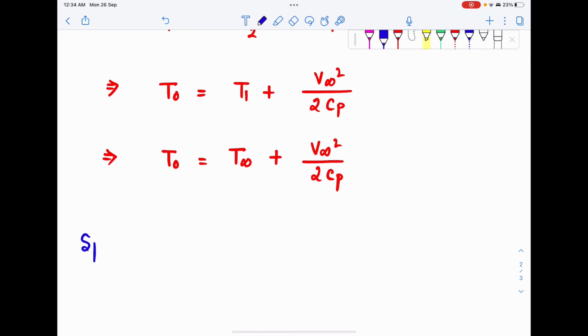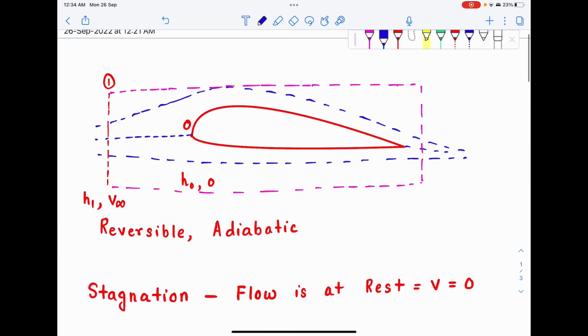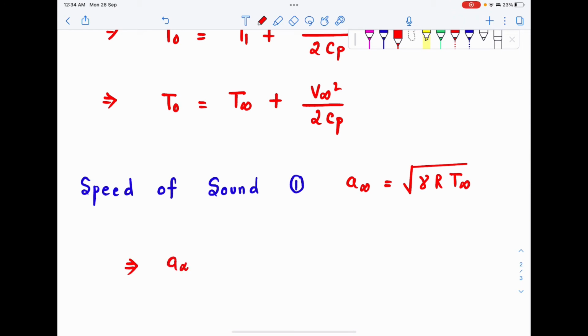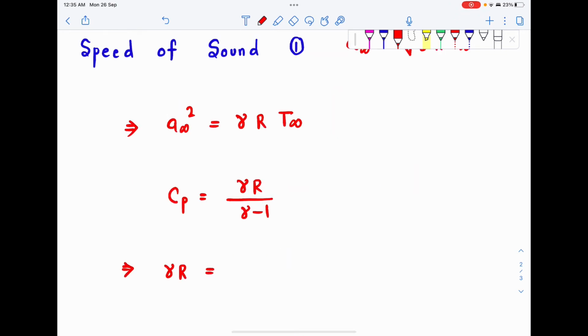Now we know the speed of sound at cross section 1, that is at infinity, so at the free stream cross section. We are taking the speed of sound at this cross section, so it will be nothing but A infinity. What is the speed of sound? Gamma R T, and at the free stream point the T is T infinity, so gamma R T infinity. Just square it, so A infinity square is gamma R T infinity, and we know that gamma R is nothing but A infinity square divided by T infinity.